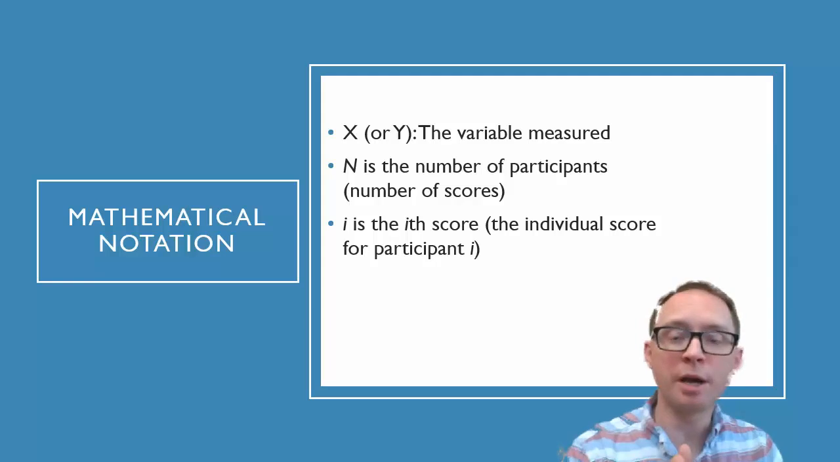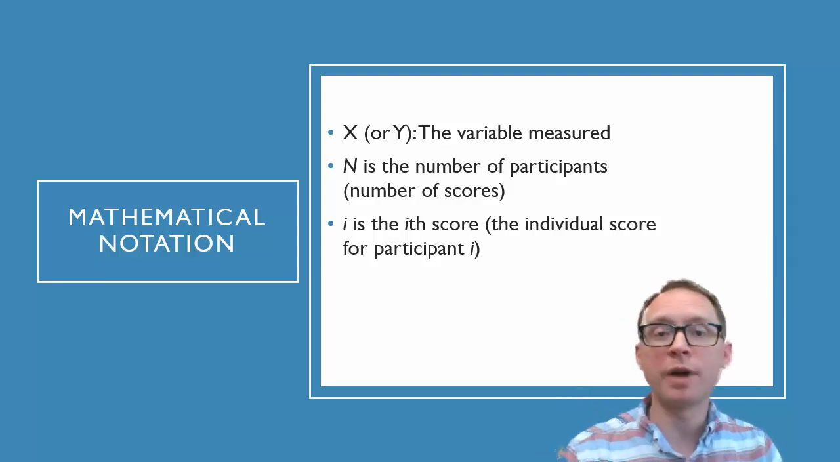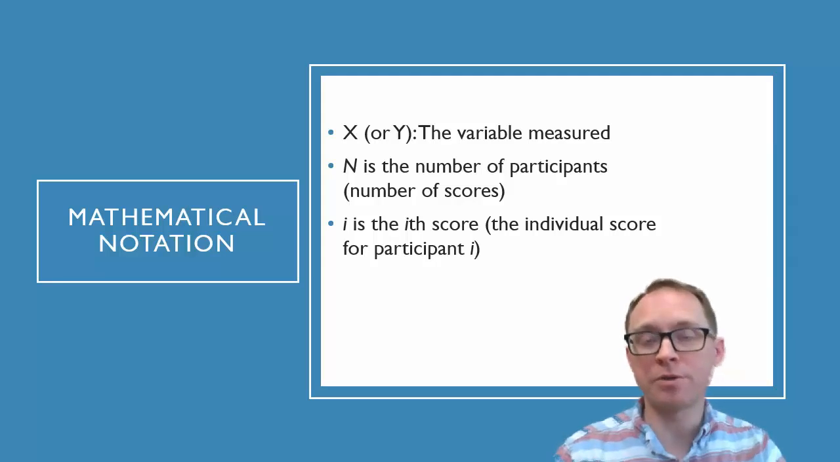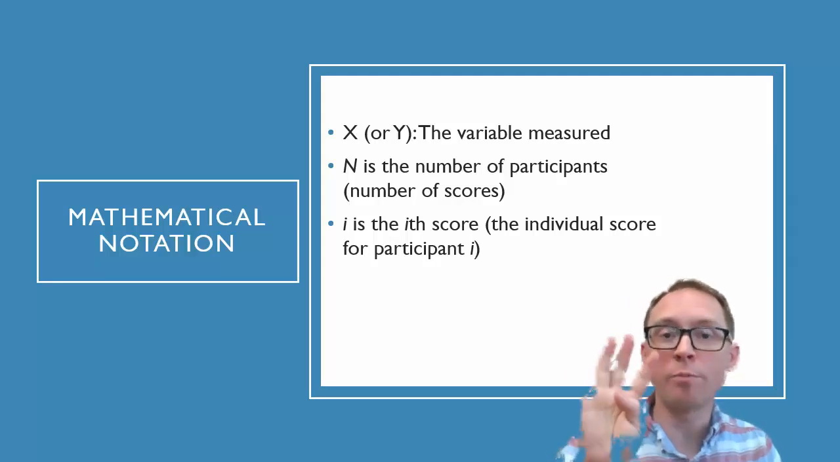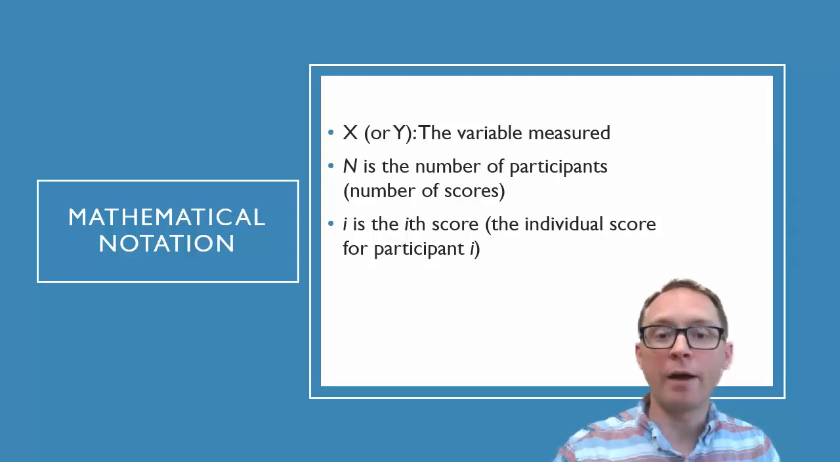So X would be cups of coffee, and Y would be numbers of hours of sleep. N is the number of participants, or the number of scores we had. Now remember, we had 4 people, and so we have an N of 4. N is the number of people, the number of participants in the study.